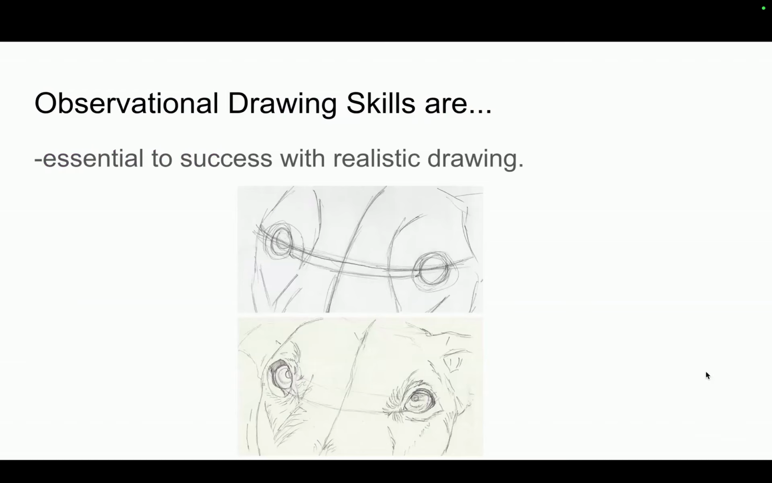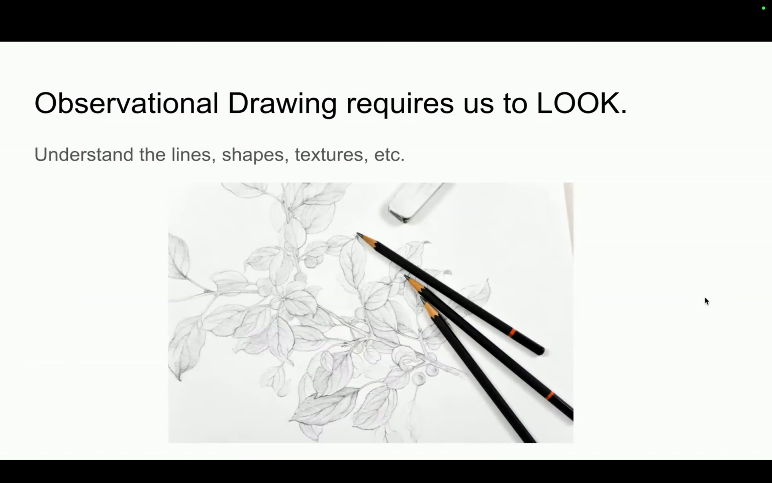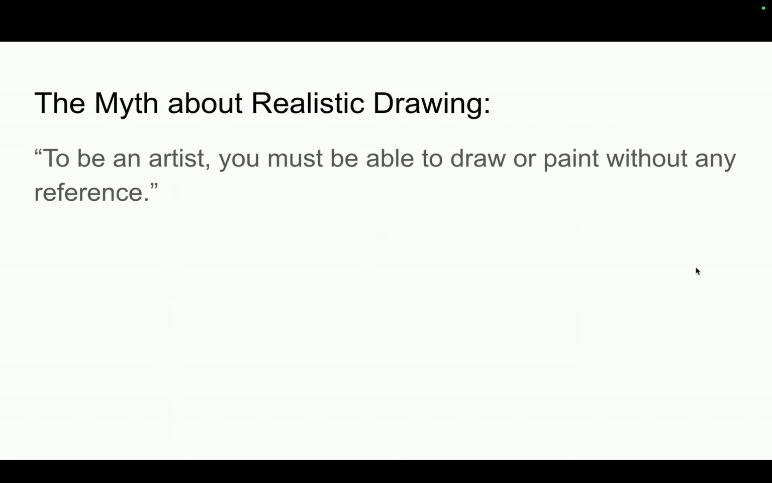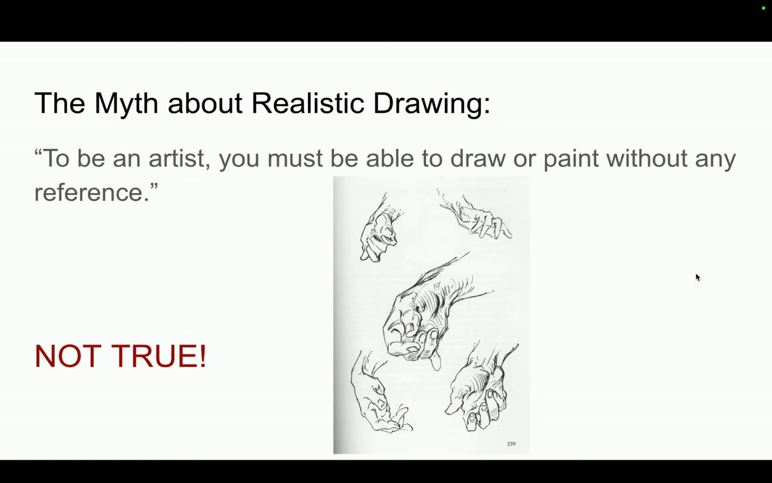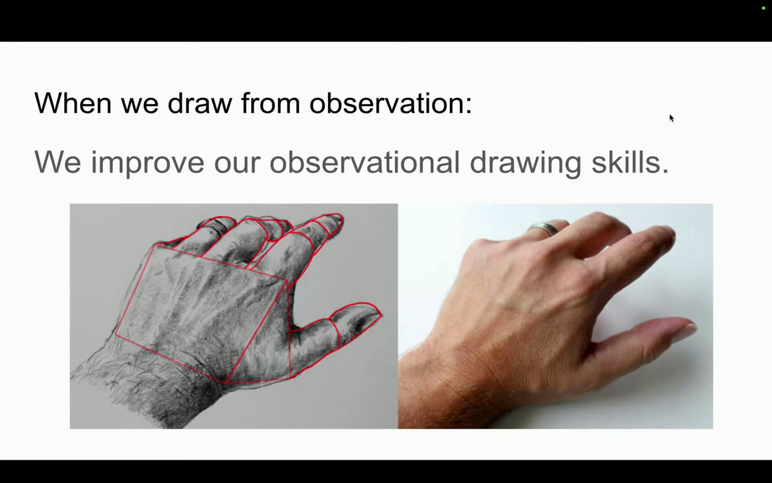Now, observational drawing skills are essential to success with a realistic drawing. And observational drawing requires us to look. We have to understand the lines, shapes, textures, etc. Now, the myth about realistic drawing is to be an artist, you must be able to draw or paint without any reference. That is totally not true. Most artists work with some sort of reference, whether it's a printed reference or something they see on the computer, or it's an object in real life. When we draw from observation, we improve our observational drawing skills. So eventually we will get to something like this.